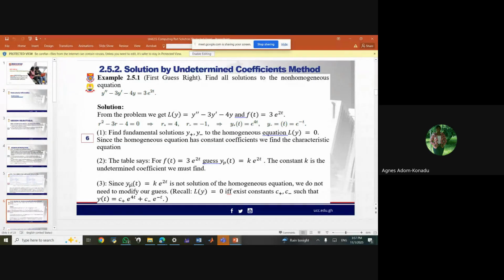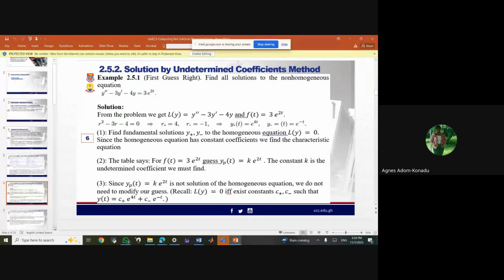Our guess function is ke to the power 2t, and e to the power 2t is not one of these two solutions. So it's not a solution of the homogeneous equation, and we do not need to modify our guess. But let's assume this were 4t, then I would have to multiply my guess by t. Recall L of y is equal to 0 if and only if there are C1, C2 such that y of t is equal to that. So let's continue.